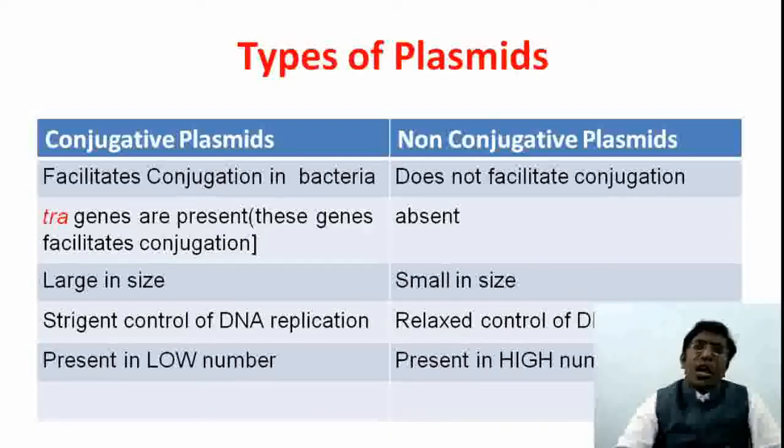Conjugative plasmids are large in size, whereas non-conjugative plasmids are small in size. There is stringent control of DNA replication in conjugative plasmids, whereas relaxed control of DNA replication in non-conjugative plasmids. Conjugative plasmids are low in copy number, whereas non-conjugative plasmids are high in number.